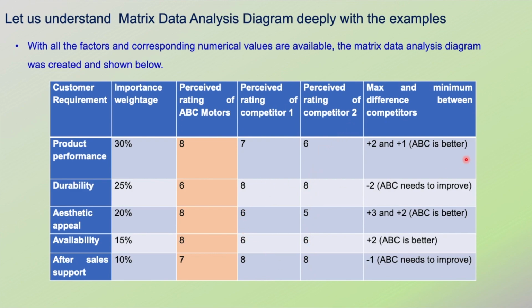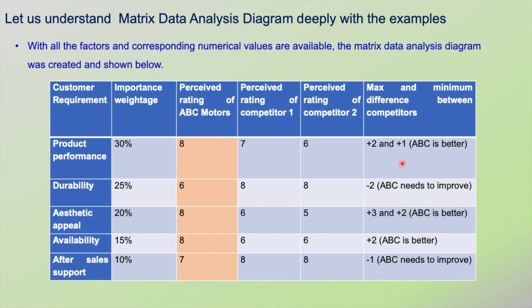So what is the inference? ABC is better by 1 and 2 points in the product performance requirement. In the case of durability, the company ABC needs to make some improvement, because their rating is less by 2. In aesthetic appeal, ABC is better by 3 and 2 points respectively against competitor 1 and 2. In availability also, ABC is better by 2 points. In after sales support, ABC is inferior, with 1 point less.